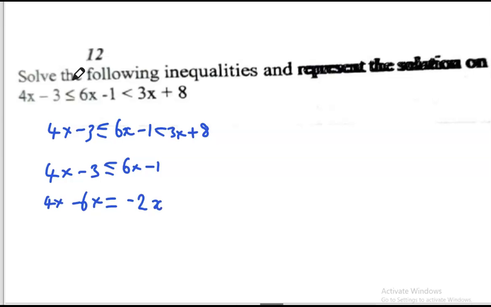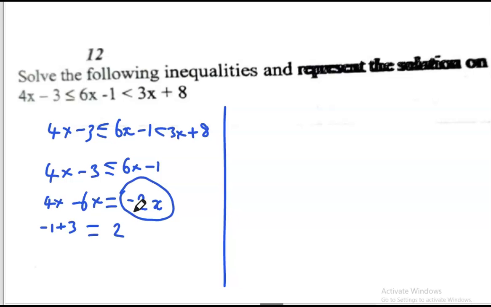Now do the same thing to both sides. We are going to have negative 1, and when negative 3 crosses to the other side, we have negative 1 and then positive 3. This will give us positive 2. So what we have therefore is negative 2x, and this negative 2x is less than or equal to positive 2 that we have on this side.